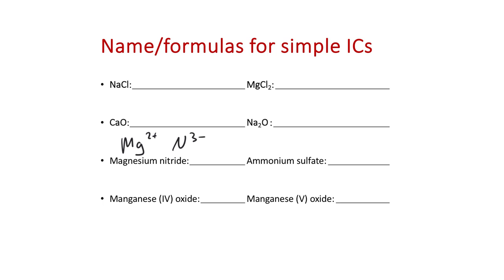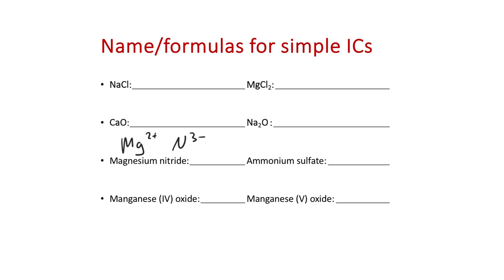Ammonium sulfate. Ammonium is NH4+. Sulfate is SO4 2-. So we're going to need 2 of the 1+ to pair up with the 2-. And so then we write the formula. Obviously, I don't put the charges in the formula. So (NH4)2SO4 would be the formula for ammonium sulfate.